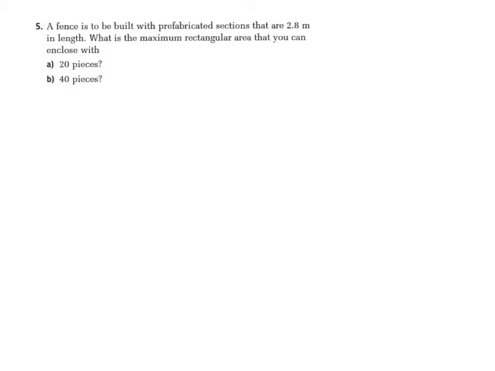First, you will need to divide 20 by 4 to find how many sections of fence each side will have. Then, and here's the adaptation, multiply 5 by 2.8 to find the length of each of the square's sides. Lastly, square the length of the square side to find the area. Thus, the maximum rectangular area that you can enclose with 20 pieces, which are 2.8 meters in length, is 196 meters squared. You should be able to, based on this, do question B on your own.